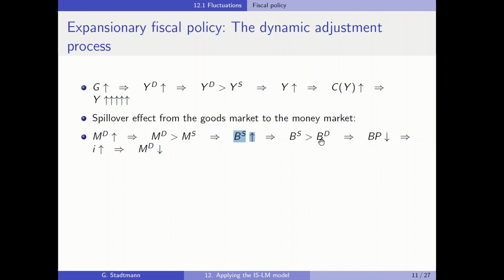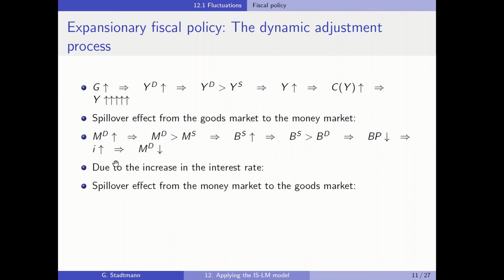Bond supply is larger than bond demand, and the bond prices decrease. When the bond prices decrease, this implies that the interest rate increases, the yield, the return on these bonds increases, and this lowers money demand because the opportunity cost of holding money increases.